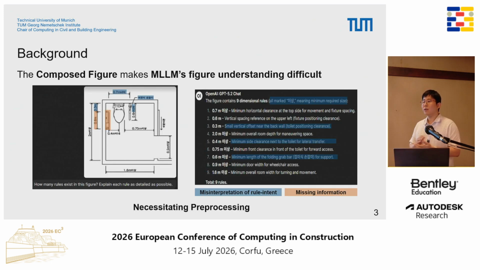However, composite figures cause problems. You might have heard the saying, a picture is worth a thousand words. I think that's the problem. When figures are just provided to ChatGPT, it might have some problems. It can sometimes misinterpret the original rule intent, and sometimes it just misses the information inside the figures. So that's why we need to pre-process these figures to make multimodal large language models' life easier.